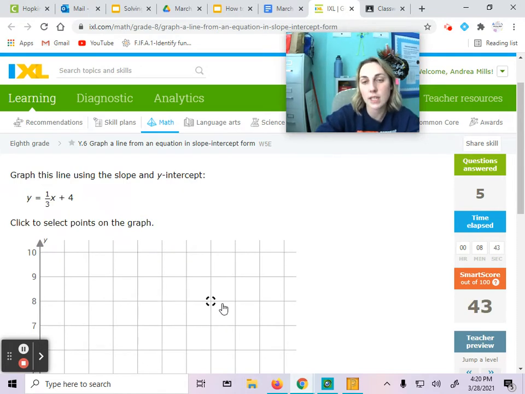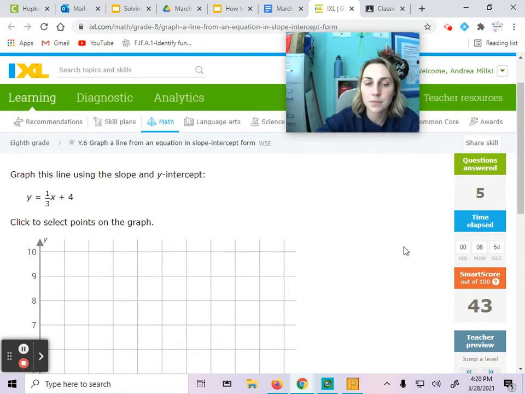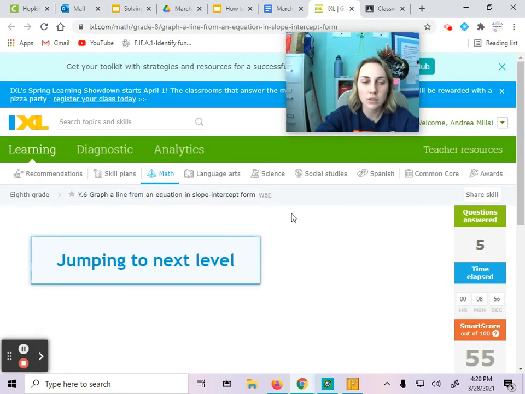So that's all it is. If you see a negative slope, instead of going up how many times the numerator is, you're going to go down instead. Your run is still going to be the same, so you can have a negative slope. All right, so I'm going to jump a level to see if we have any.